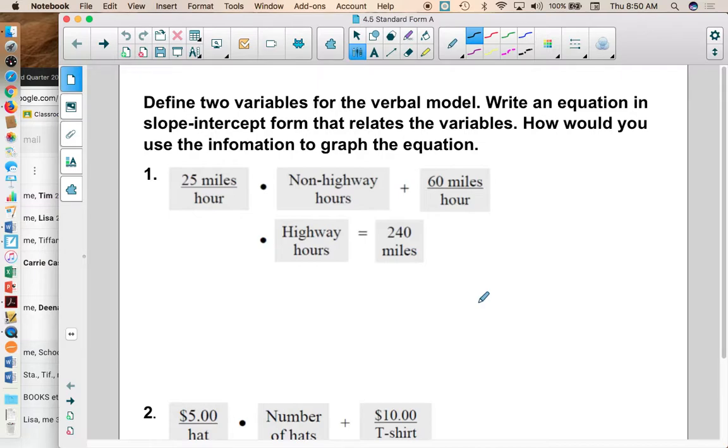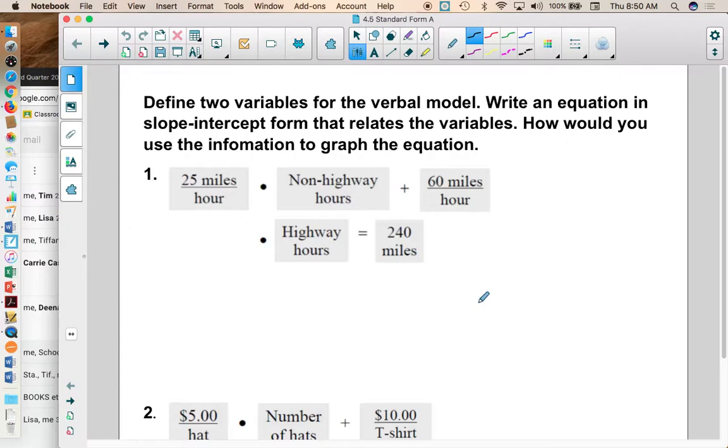We're gonna take the information: 25 miles per hour times 9 non-highway hours plus 60 miles an hour times highway hours equals 240 miles, and we're gonna assign the x and the y variables and write the standard equation, okay? The way you do that, if you think about what are the two parts of this that we don't know? What are the two pieces that we don't have a definite answer for?